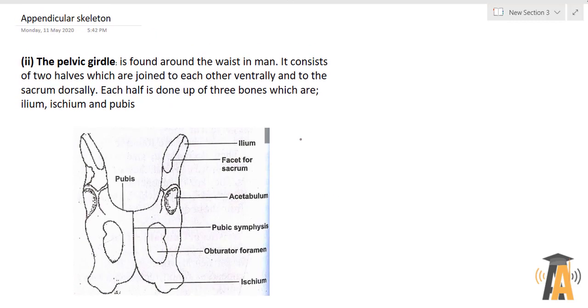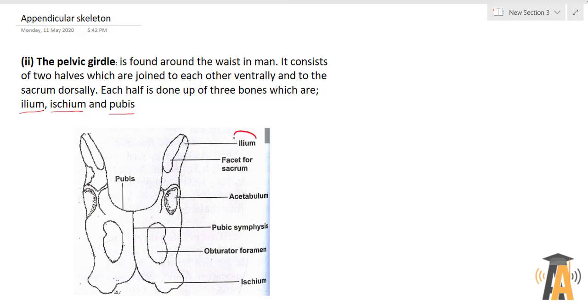Now the next is the pelvic girdle, which is found around the waist in man. It consists of 2 halves, as you can see from the diagram here. It has 2 halves which are joined together ventrally to the sacrum dorsally. Now each half is made up of 3 bones too. As you can see, we have the 3 bones as listed here as ilium, ischium, and pubis.